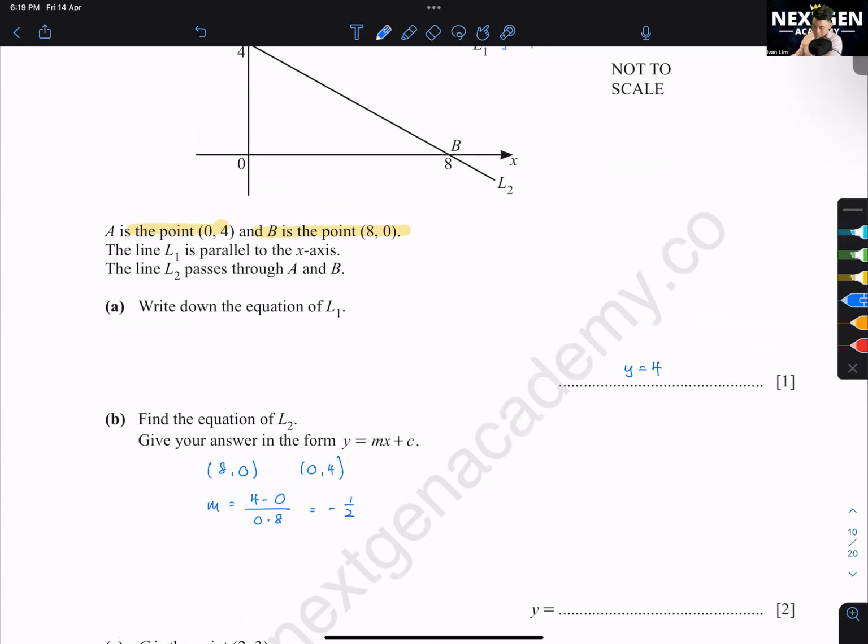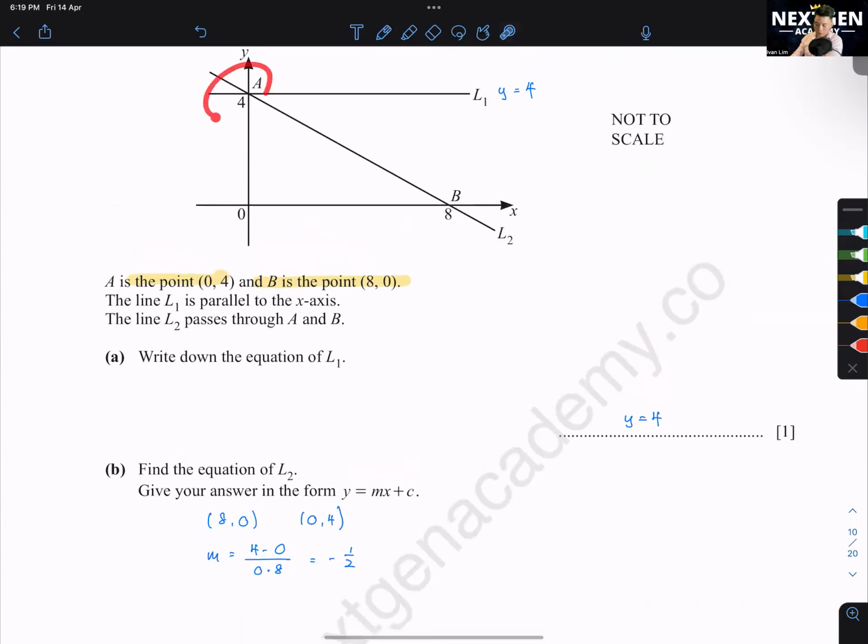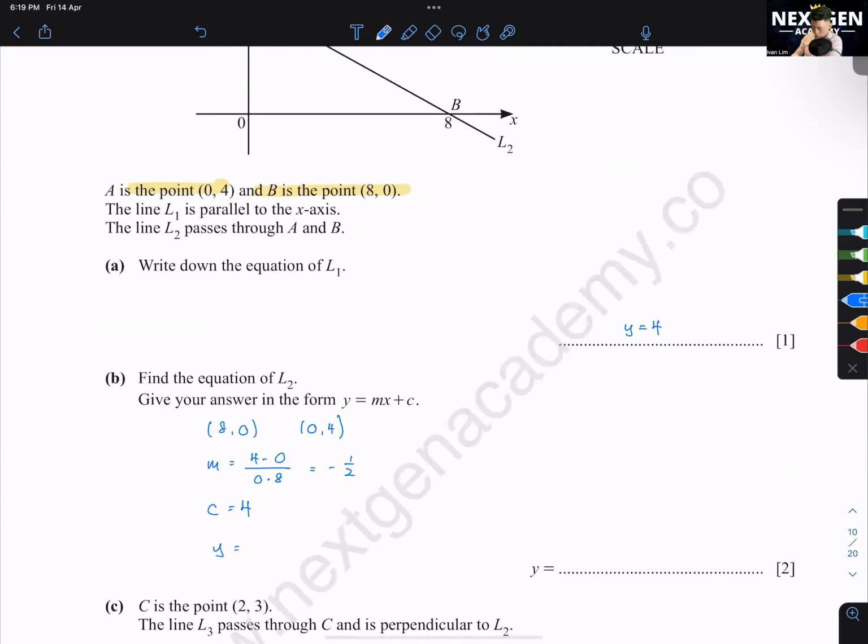Okay, what is the c? c is my y-intercept. You can already see it over here, so I don't need to sub in any value. So c is equal to 4. Therefore, my equation would just be y equals negative 1 over 2 x plus 4. Okay, y equals mx plus c. m is your gradient, c is your y-intercept.